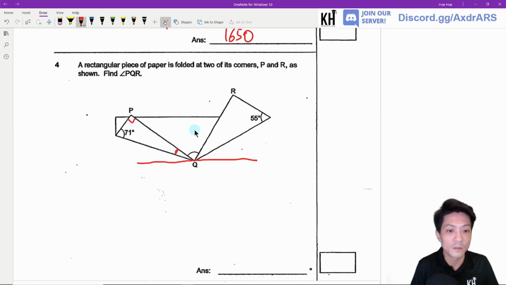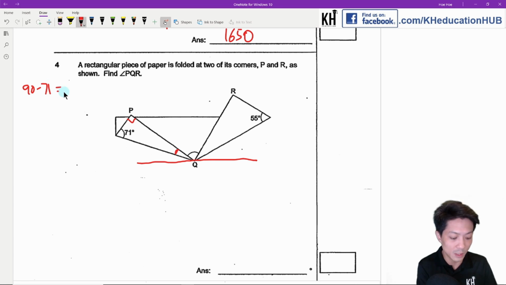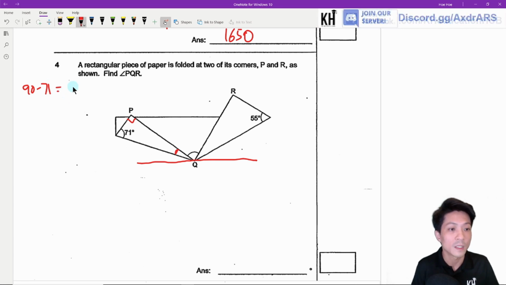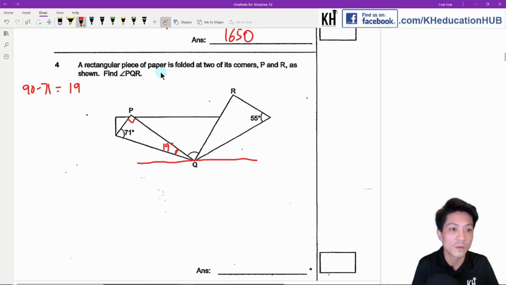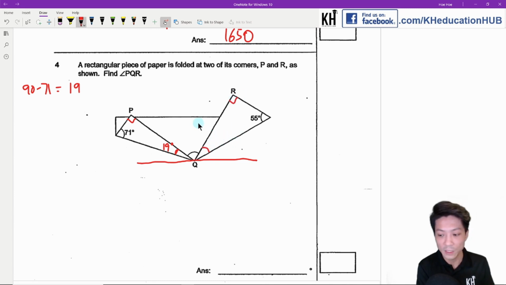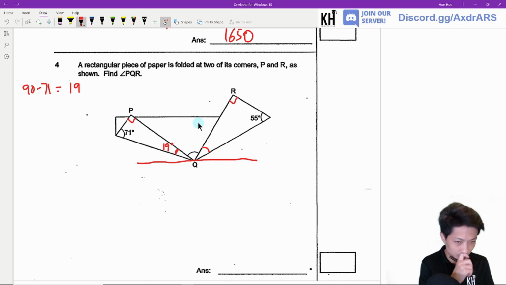Okay, so the angle over here will be 90 minus 71, which will be 19. So this will be 19 degrees. Let me find the other side also. This side here is also 90 degrees, so 90 minus 55 is going to be equal to 35 degrees.